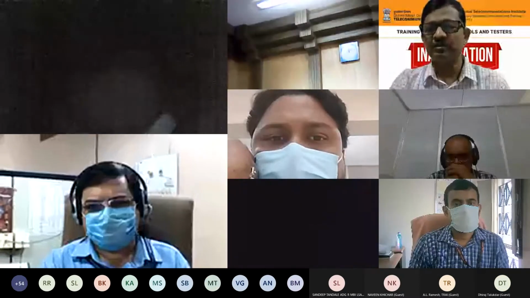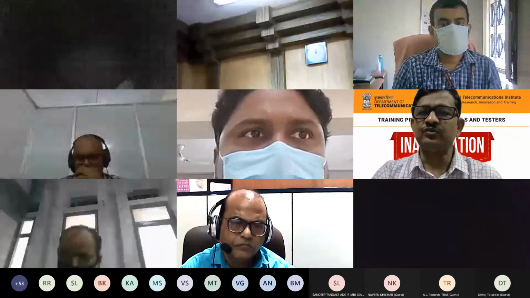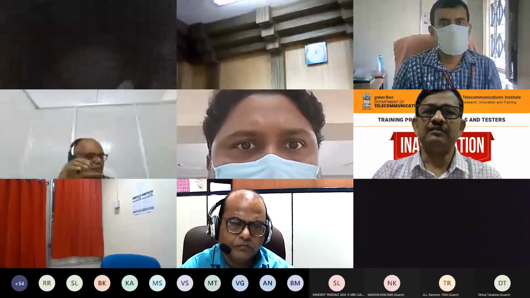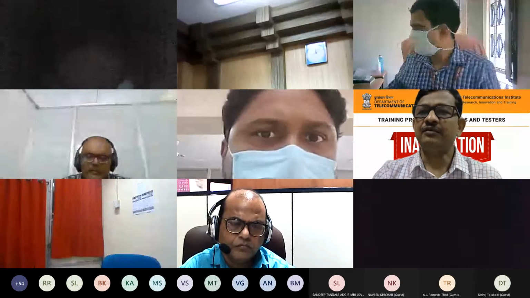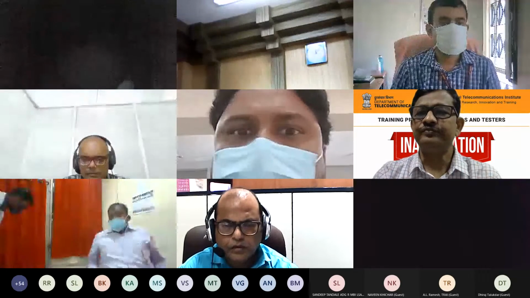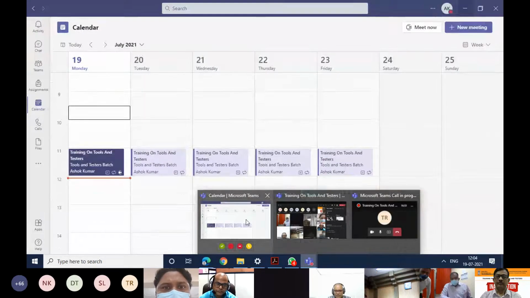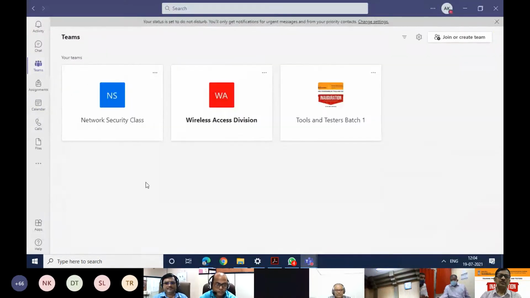Once you are able to log into the Microsoft Teams account with the given user ID and password from our side, you'll get a screen like this. Let me share that screen with you. This kind of screen you'll be able to see, and you'll see only this team. Tools and Tester Batch 1 is the icon which you will get under this team.